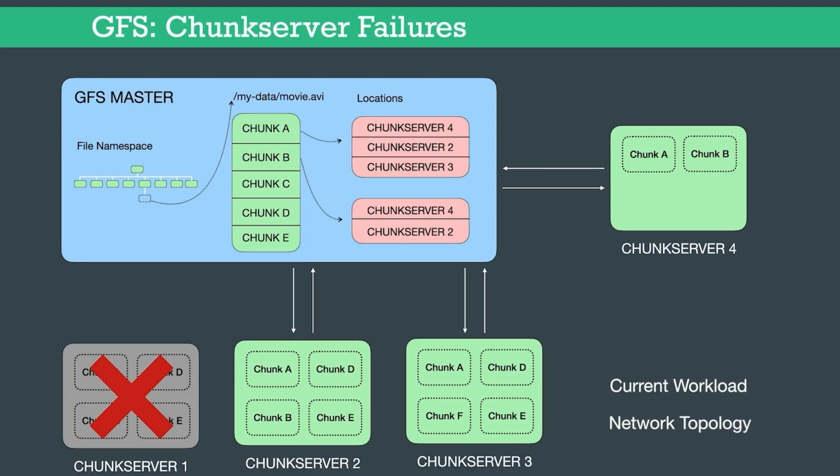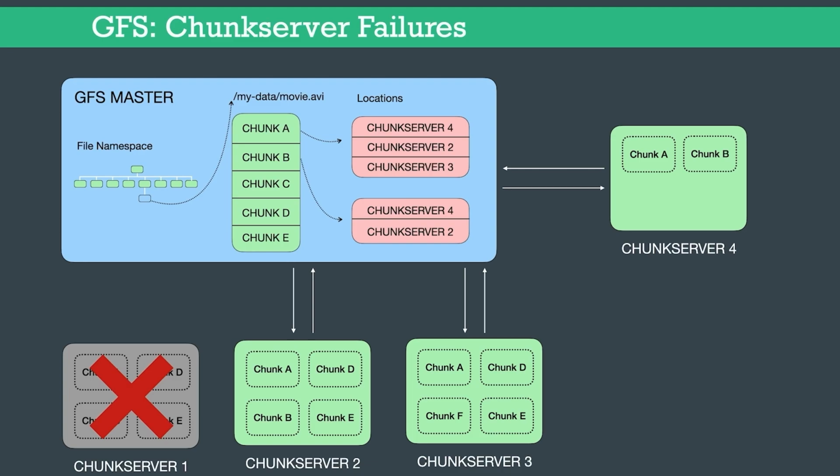By proactively detecting failures and managing chunk replication, GFS ensures that the data remains highly available and reliable, even in an environment where hardware failures are common. This design allows GFS to maintain the desired level of data redundancy and to continue serving client requests without interruption.